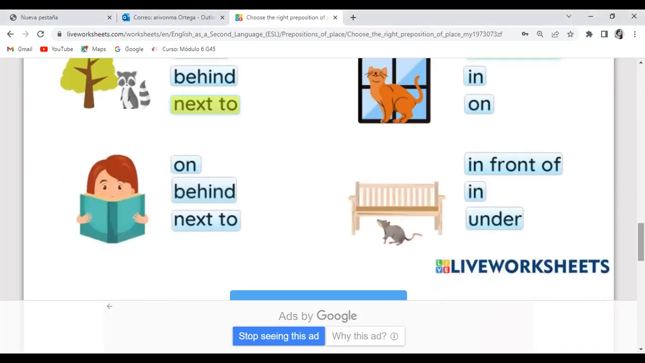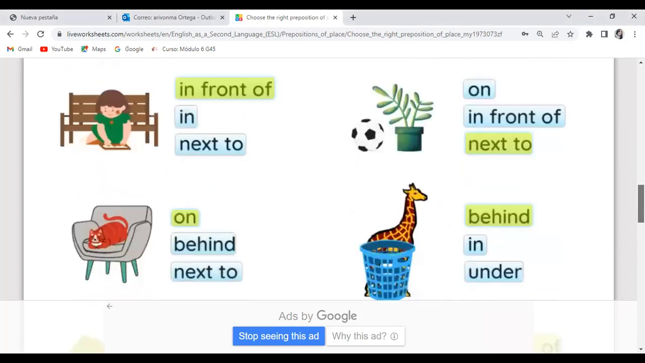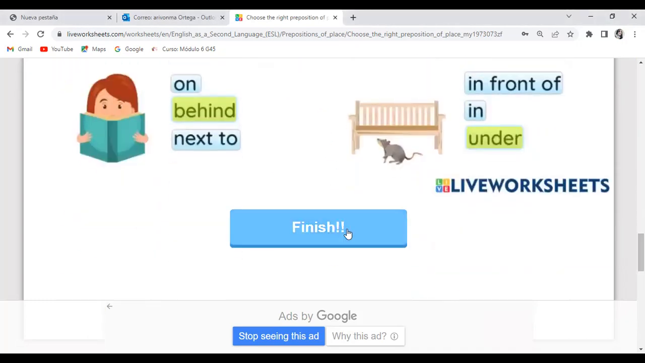And where is the girl? The girl is in the library, but she is on, behind, or next to the book. She's behind the book because she's very concentrated on reading. And what about the mouse? It's very common to find this type of animal in the parks. So where is the mouse? It's under the bench. Okay, Adriana, it's under the bench. Very good.